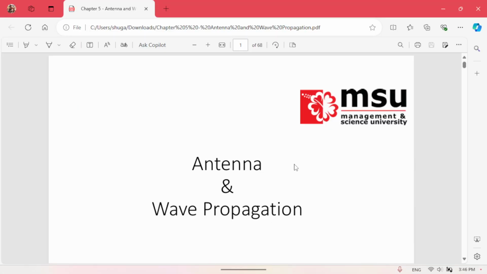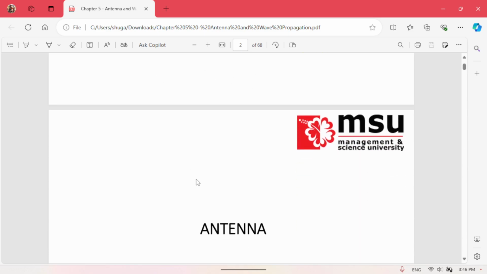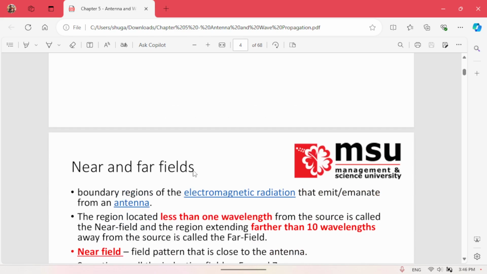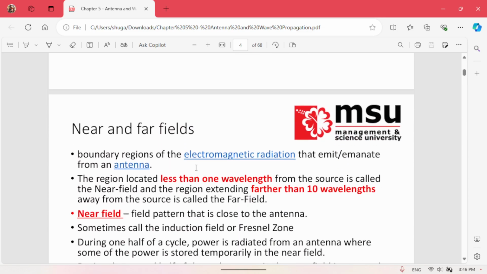Hello and welcome to chapter 5, antenna and wave propagation. As you would know, in this chapter we are learning about antenna and some of the wave propagation and how it transfers through the air using antenna.